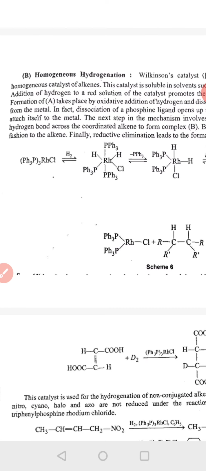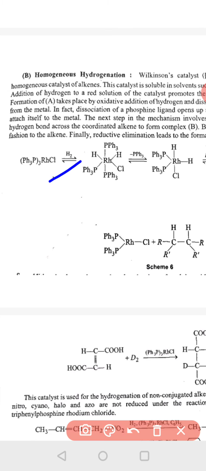The mechanism of this reduction involves, in the first step, addition of hydrogen. Addition of hydrogen to the solution of Wilkinson's catalyst occurs in the first step. यहाँ देखिए रोडियम के साथ ये दोनों हाइड्रोजन के एटम्स अटैच हो गए.